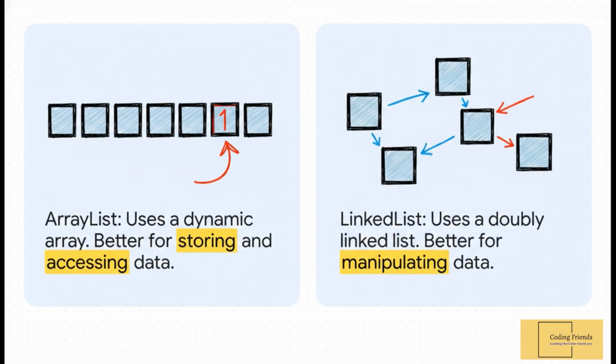An ArrayList is basically a dynamic array. This makes it super fast if you need to grab an element at a specific position. So if your main job is storing data and then looking it up, ArrayList is your winner. But a LinkedList is made of nodes that are all linked together. This structure makes it incredibly efficient at adding or removing elements, especially from the middle of the list. So if you're going to be doing a lot of manipulation, insertions, deletions, then LinkedList is the way to go. It's all about choosing the right tool for the job.